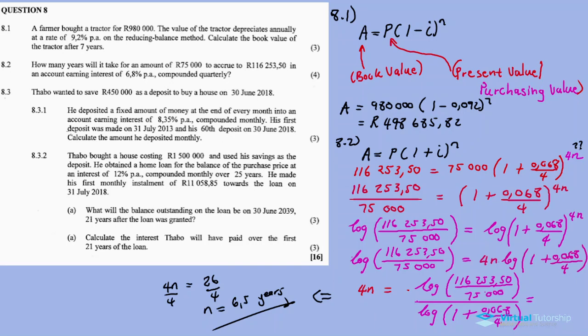His first deposit was made on the 31st of July 2013 and his sixth deposit on the 30th of June 2018. Calculate the amount he deposited monthly. So, another giveaway here: they give you n, which is 60.